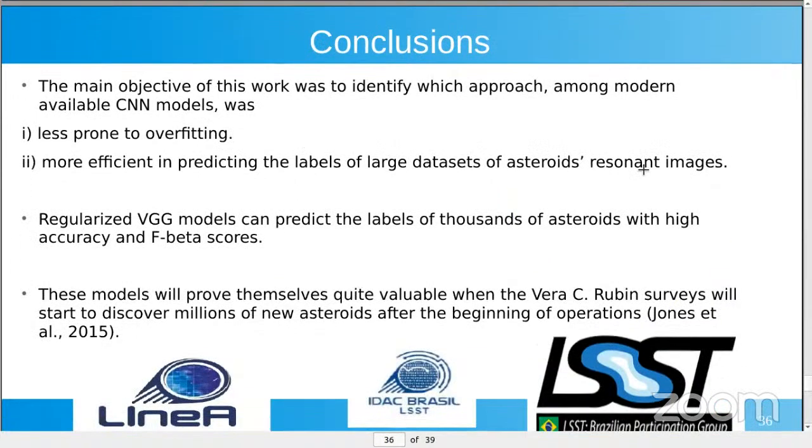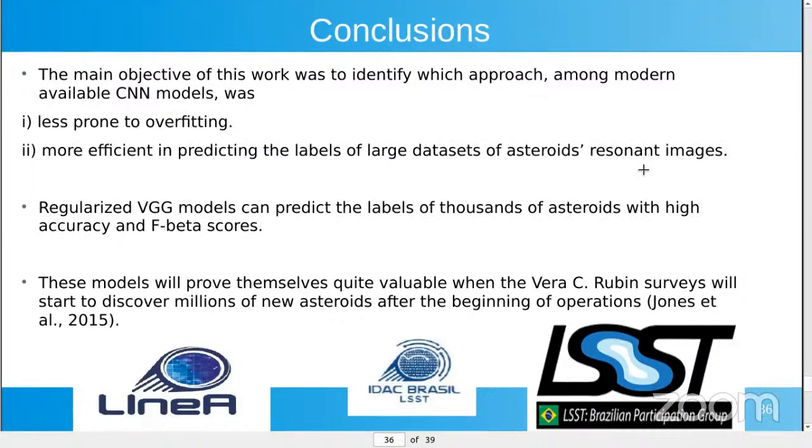So, to conclude, the main objective of this work was to identify which of the modern available convolutional network models was less prone to overfitting and more efficient in predicting the labels of a large dataset of asteroid resonant images. A regular VGG model can predict the labels of 1,000 asteroids for the ν6 secular resonance with high accuracy F-beta scores. Inception models work better for the ν6-ν5. So each resonance is actually different, and these models will prove themselves quite valuable when new surveys start to discover millions of new asteroids after the beginning of operations.